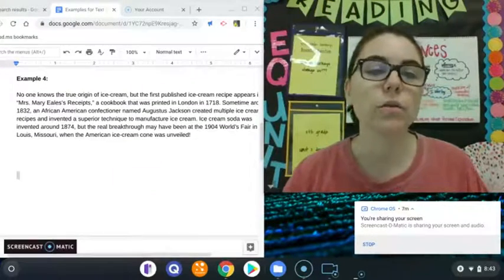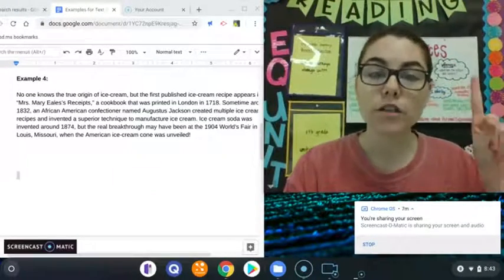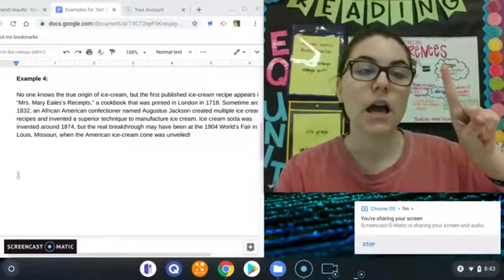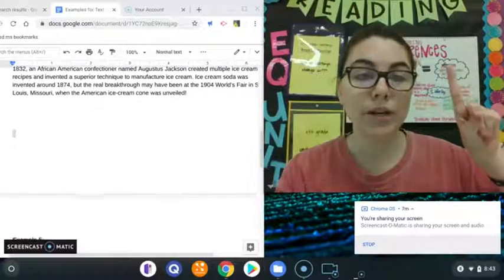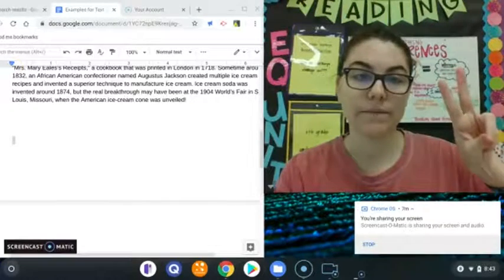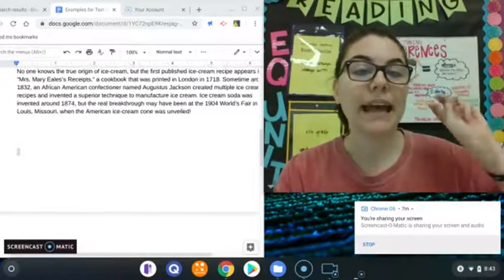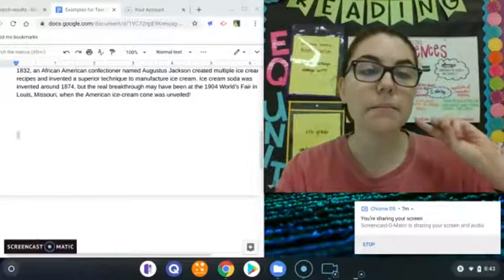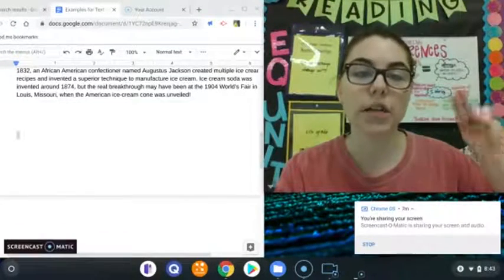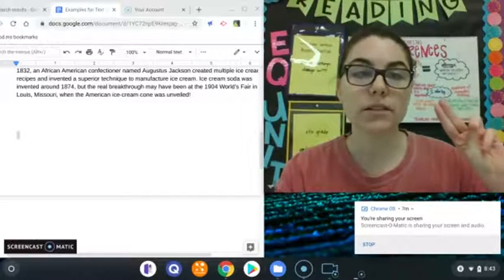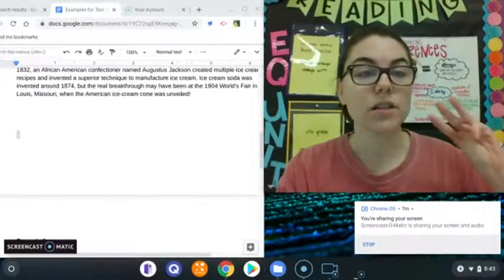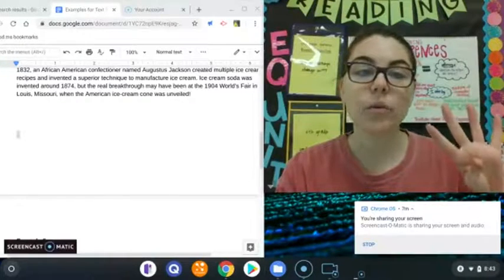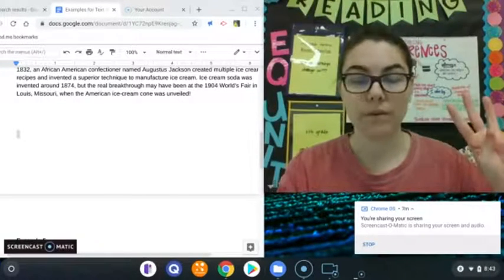No one knows the true origin of ice cream, but the first published ice cream recipe appears in Miss Mary Ella's Recipe, which is a cookbook that was printed in 1718. Then sometime around 1832, an African-American confectioner named Augustus Jackson created multiple ice cream recipes. Then in 1874, ice cream soda was invented, and in 1904, the ice cream cone was unveiled.